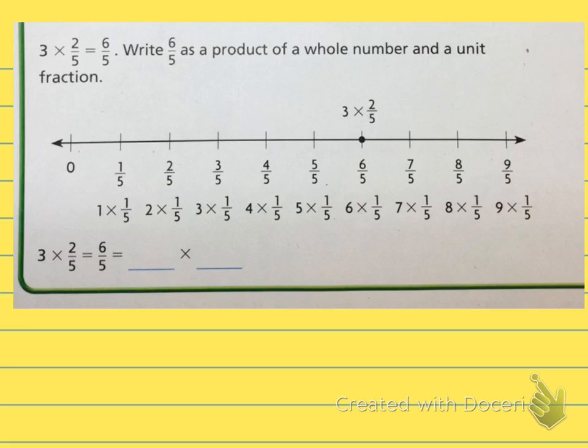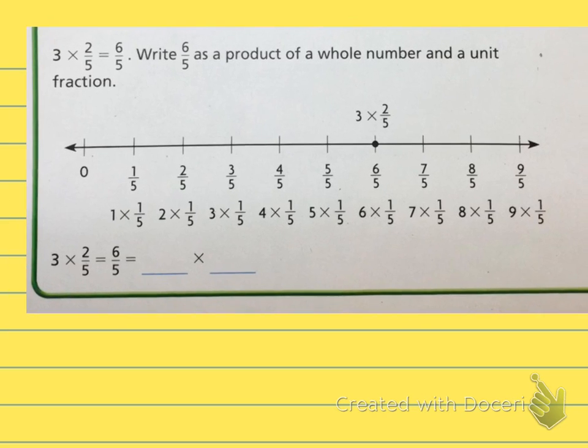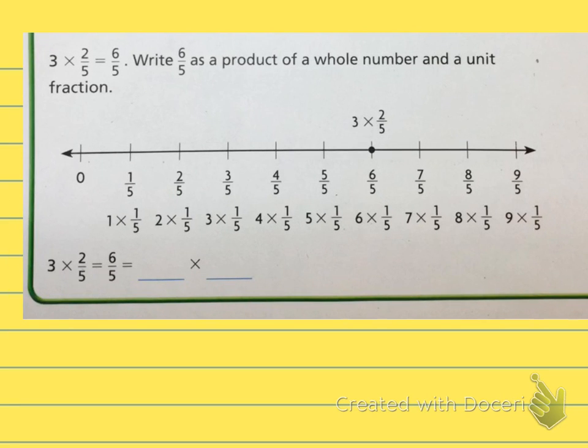Now, as we're working on this number line, let's see what we can do here. So 1 times 1/5 equals 1/5. 2 times 1/5 equals 2/5. 3 times 1/5 equals 3/5. 4 times 1/5 equals 4/5. 5 times 1/5 equals 5/5. 6 times 1/5 equals 6/5.